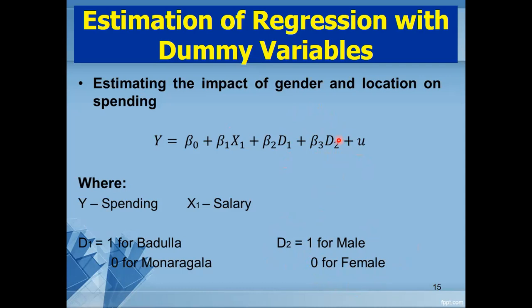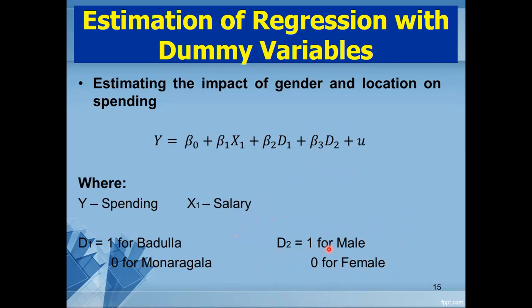Or otherwise, we are going to quantify: what is the difference in the spending of males and females? So we are going to quantify that. That's the purpose of including this D2 dummy variable. And then you can refocus on the way that we have defined the dummy variable D2, the gender dummy variable. I have assigned 1 for male and 0 for female. Therefore, the reference group is female.